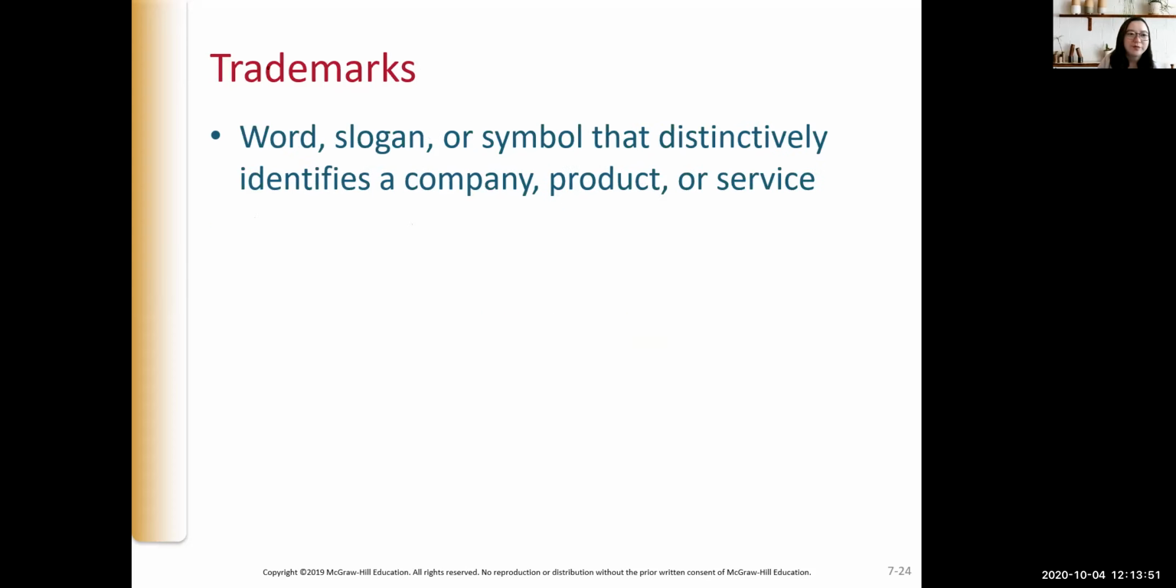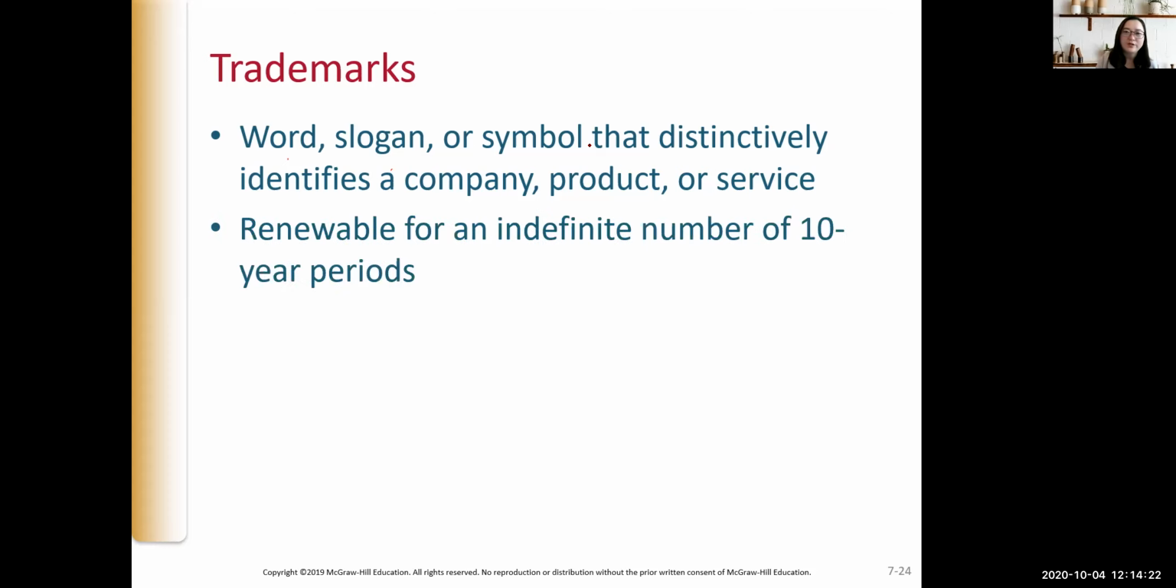Okay, trademarks. A trademark is a word, slogan, or symbol that distinctively identifies a company, product, or service, such as Louis Vuitton, Nike, Adidas, anything Apple. All those are trademarks specifically developed by a company to identify themselves from other bags, other shoes, other devices. So those are the trademarks.